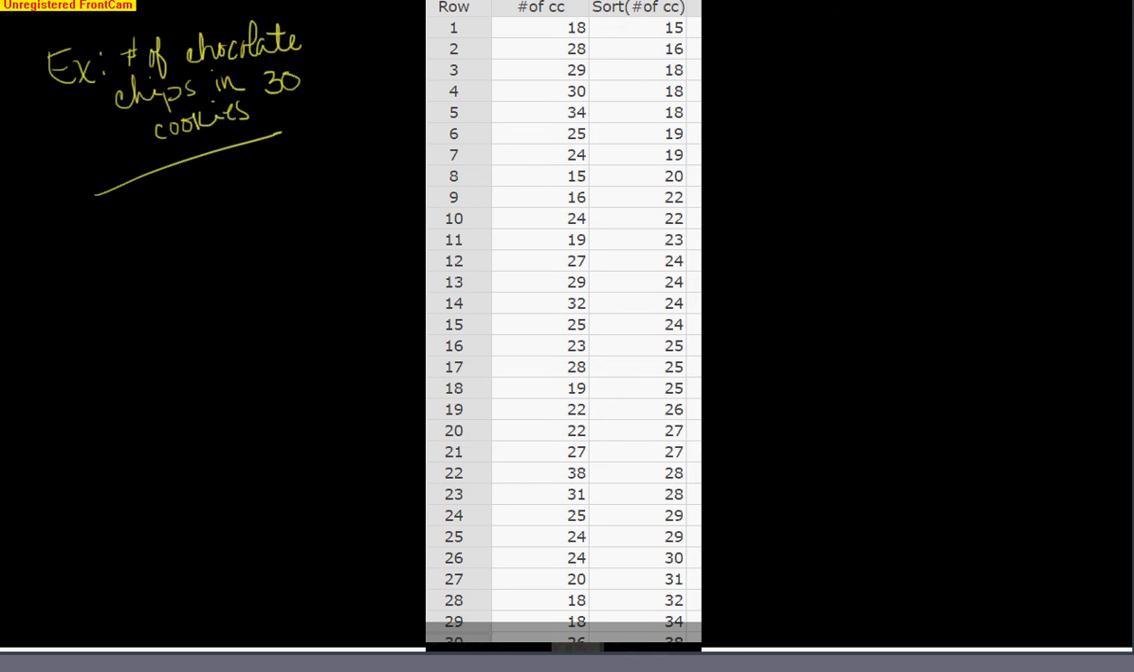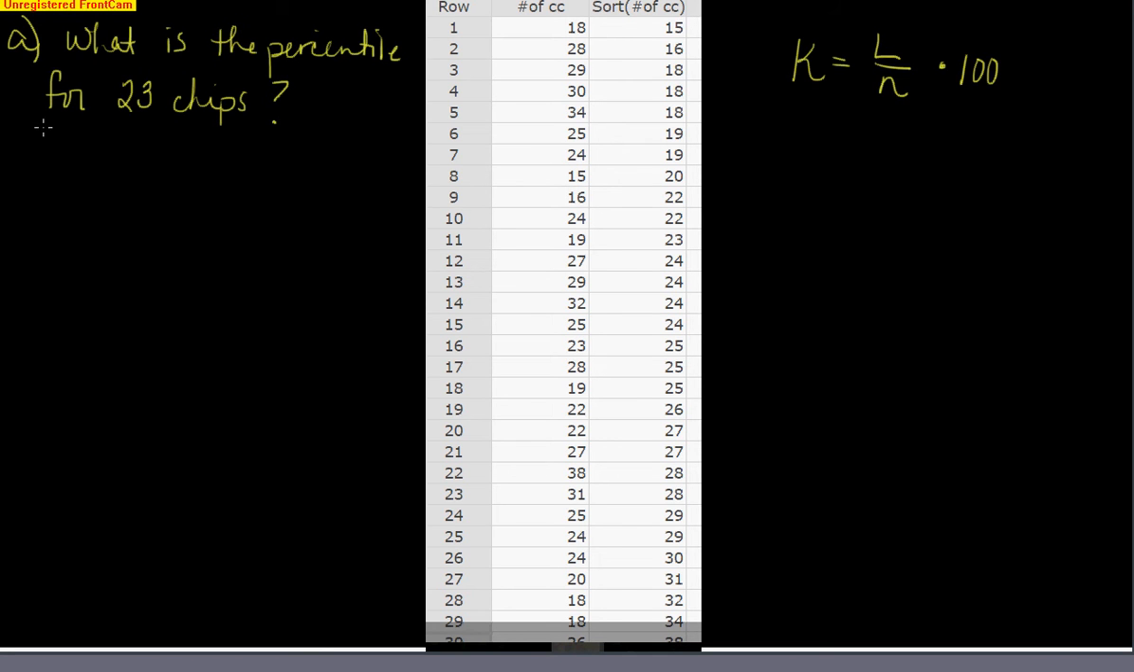Let's take a look here. Let's start with a question. What is the percentile for 23 chips? If you look over here, right here is exactly where 23 chips are. So the question is, what is that percentile? In other words, what percent is below 23 and what percent is above 23? This is what we're trying to find. So we'll be using this formula over here.